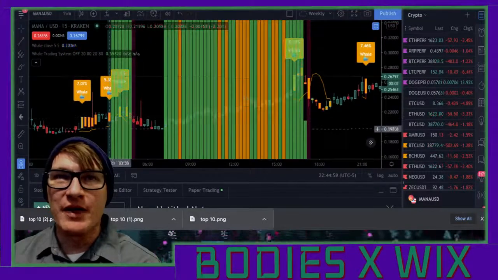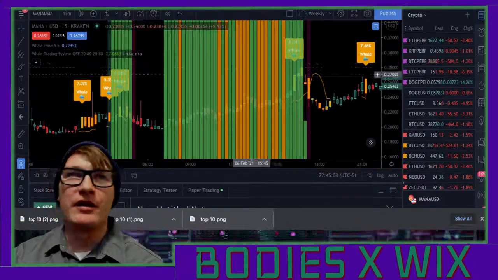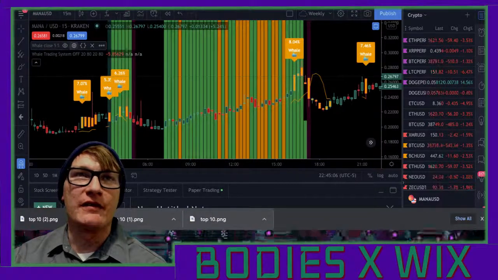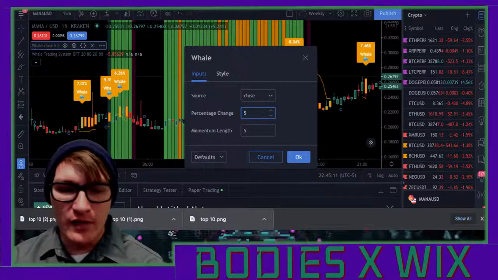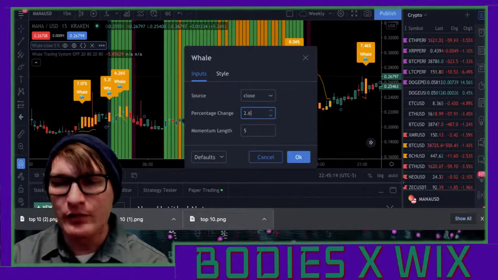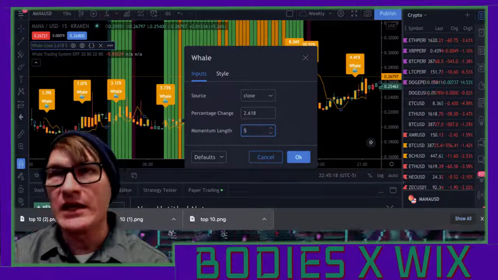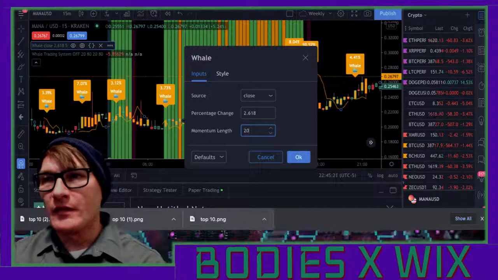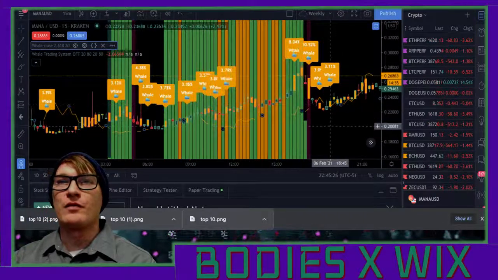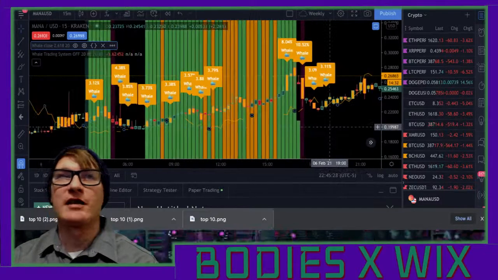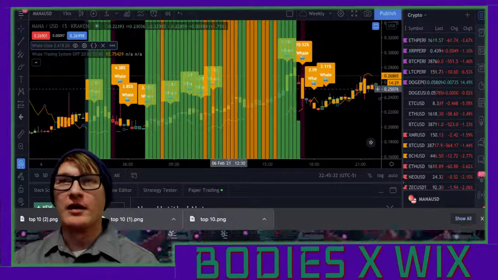So as you can see, it's rising from green here all the way down to red. But it does coincide with the other whale one I have. Now the other whale one I have, you can set the percentage change. When I started off, it starts off at 2.618, and it says the momentum length is 20. So this is what it would normally look like, which is way too much for me. Of course all of this is too much for me on one chart.